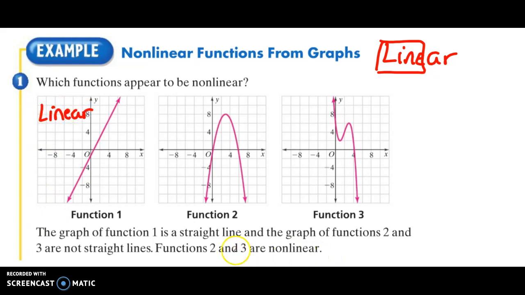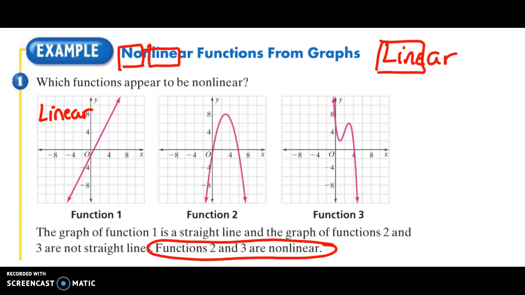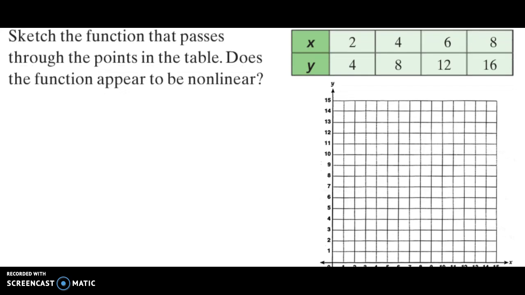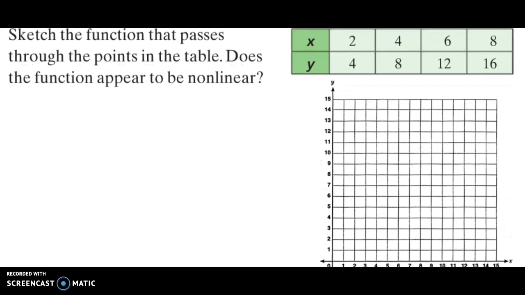The second two don't have lines. I look at the word nonlinear and I see the words no line in it. So that means 2 and 3 are nonlinear. So for a graph to be linear, it has to be a line. Looking at the next example, we have this collection of data points, and we want to know if it is a linear relationship or a nonlinear relationship.